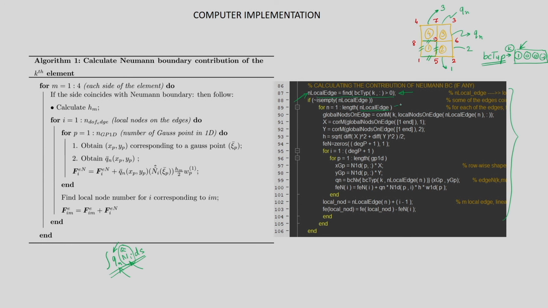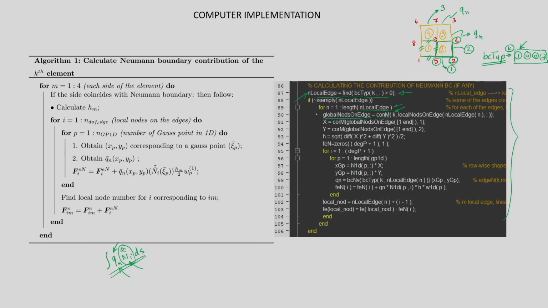So, we are going to each of these local edges for the element k, finding out the corresponding global nodes on that edge. Suppose I am going to element 2, say k equal to 2, then this will tell us that 5 and 2 are the global nodes that coincide with Neumann boundary 1, and 2 and 6 are the global nodes that coincide with Neumann boundary 2.